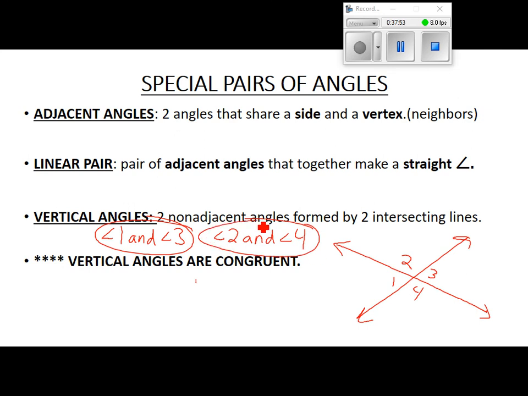Those are vertical angles, and those angles, no matter how Allie draws her picture, will always be congruent. No matter how you make your two lines intersect, those pairs of angles are always the same as each other. So if I told you angle 1 here was 62 degrees, what do you know? Angle 3 has to be 62 degrees.